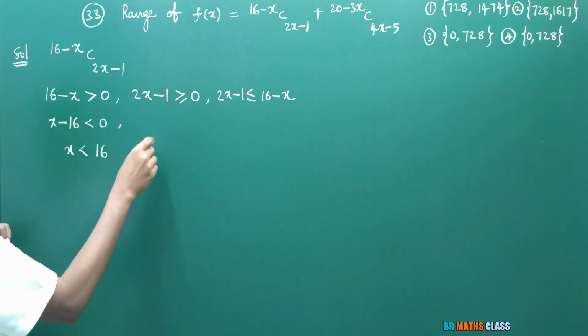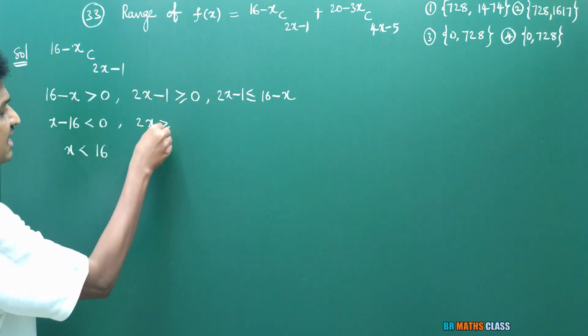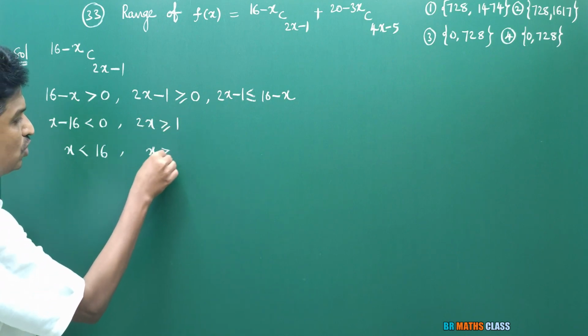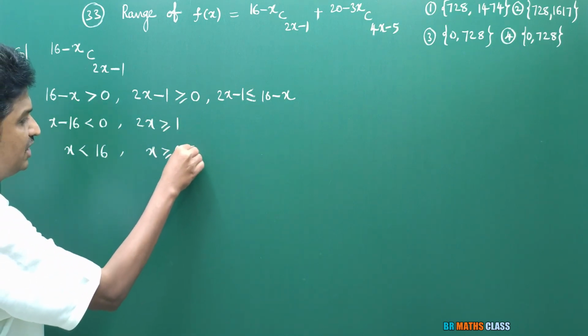Now try to get x values from this. 2x is greater than or equal to 1. From this, x is greater than or equal to 1 by 2. 1 by 2 is nothing but 0.5.